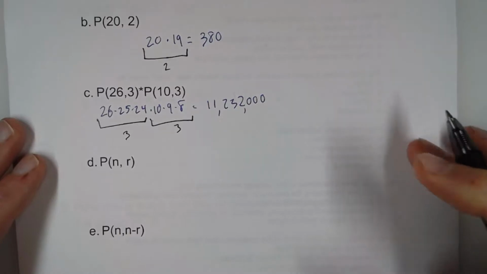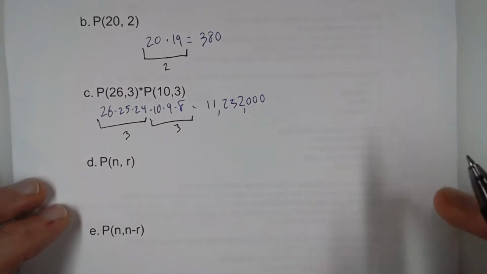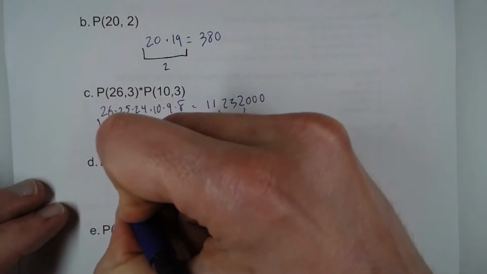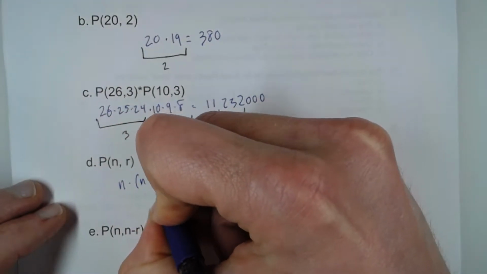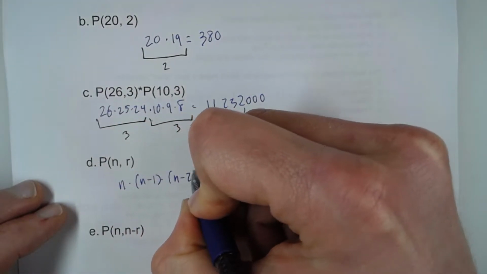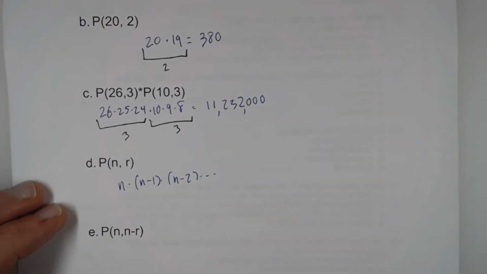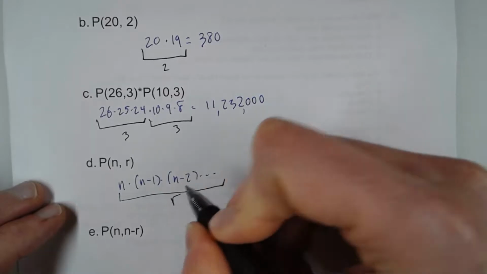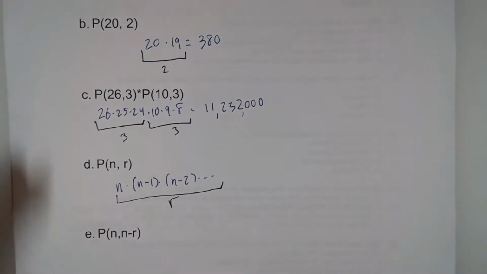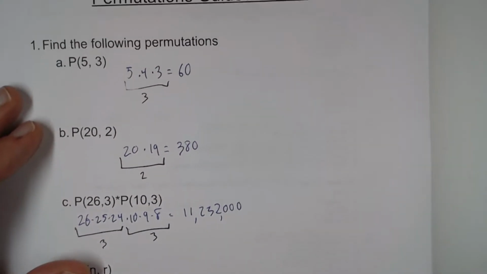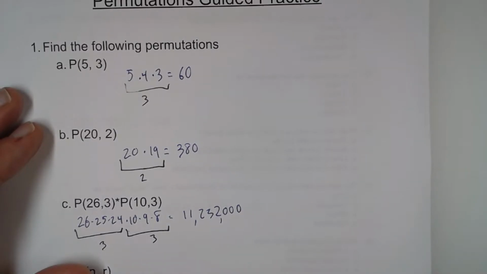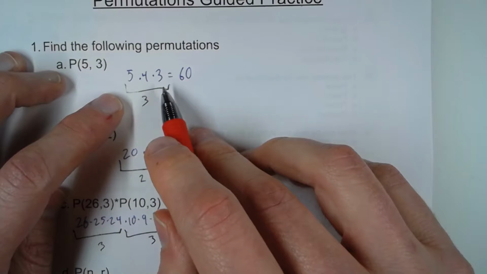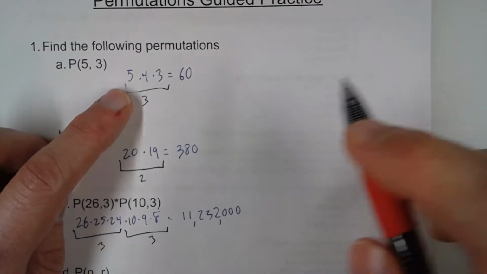But down here for P(N,R), it's going to be N times N minus 1 times N minus 2, but we don't know how far to go. All we know is that there's going to be R number of items. And so we have to go back up to the top and rethink this a little bit. The way we're going to rethink about it is using factorials. So how can we write this using factorials?